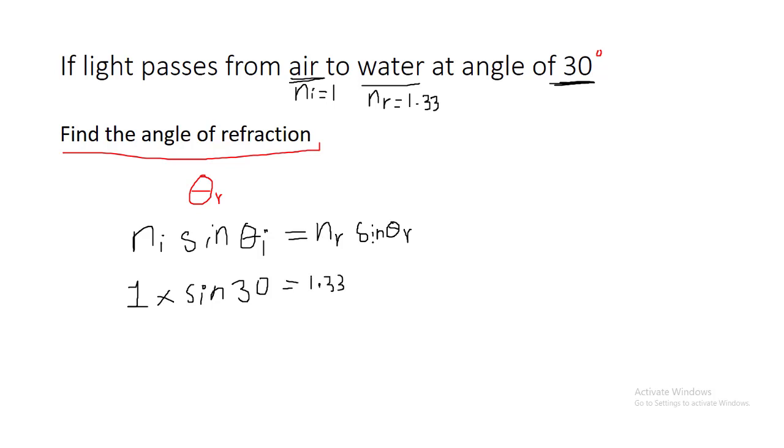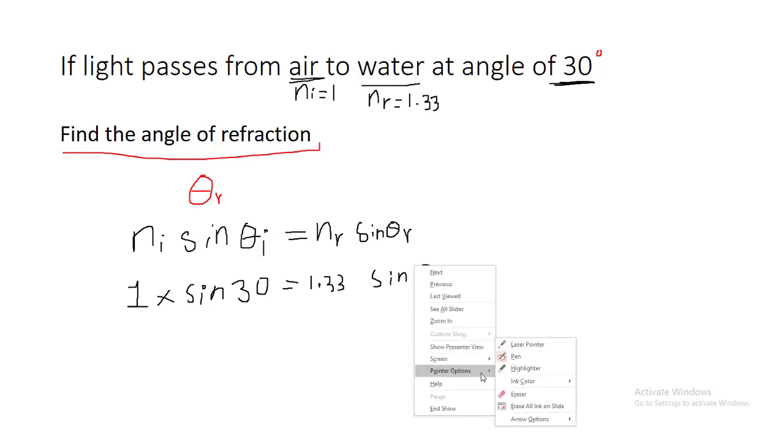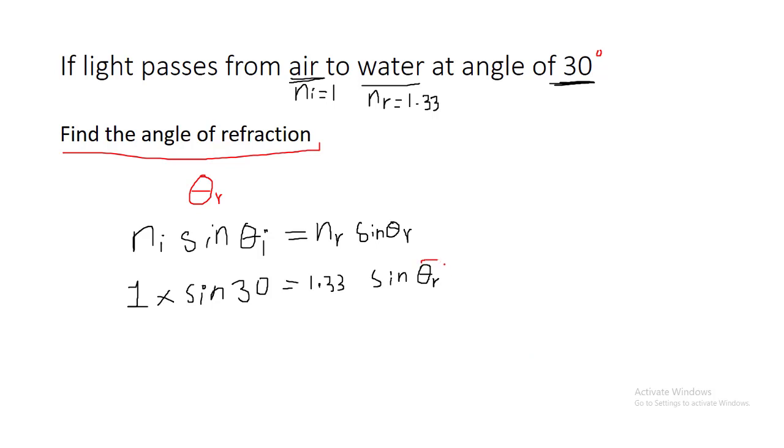Alright, and then I don't have theta r, so I'll simply write down sine theta r because I don't have that. This is my unknown. Now, how to isolate theta r? This is unknown, so I need to isolate theta r. Whenever you have your unknown, you have to isolate it in order to find it. So this has to stay alone.